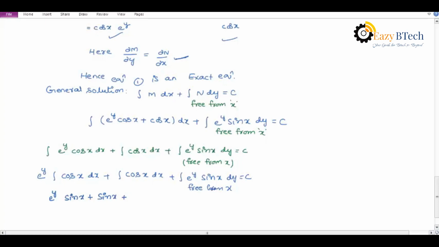Free from x means, listen carefully: when you are doing integration with respect to y, if an x term is there, then no need to do the integration. Then the total integrand value becomes 0 and is equal to c. Then, making sin x common, sin x (e^y + 1) = c is the final answer, students. Thank you, students.